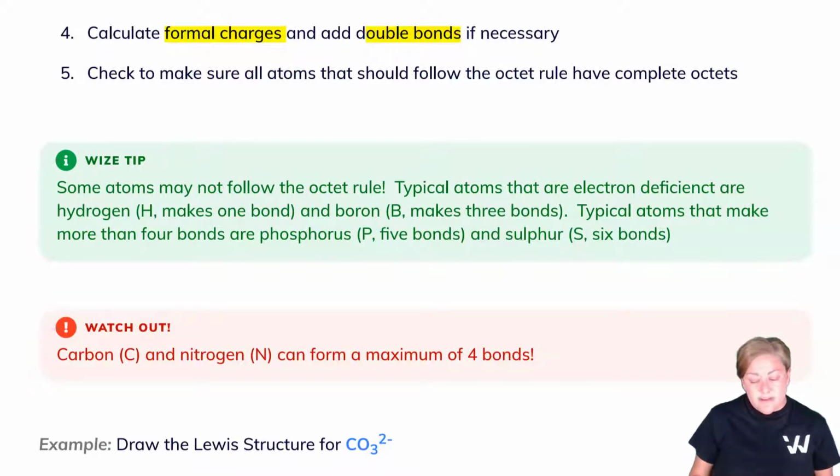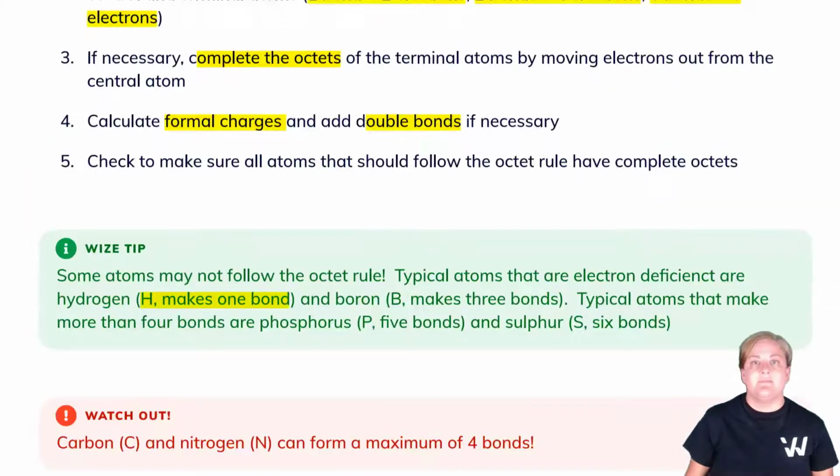Typical atoms that are electron deficient are hydrogen, which makes sense. It only has 1 valence electron and only makes 1 bond, and boron, which makes 3 bonds. And in fact, this is true of all atoms down the boron column. So boron, aluminum, and so on are all going to be electron deficient. You'll see this becoming important when we discuss acidity.